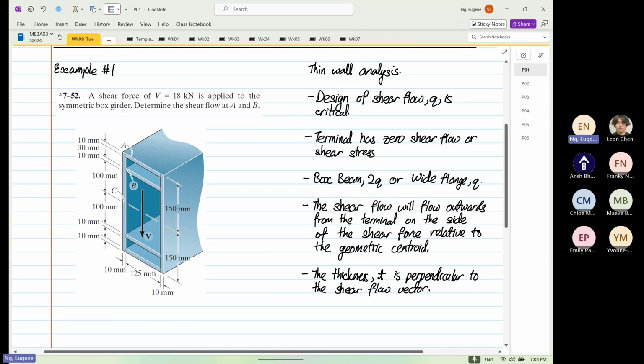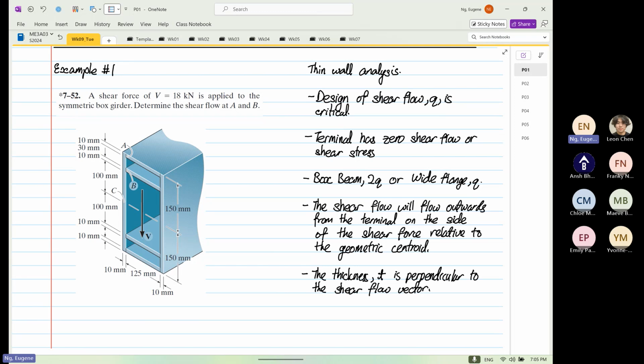Okay, so just to quickly recap, and this is why I picked this problem. It's a very unique and interesting problem. So this problem states that a shear force V at 18 kilonewton is applied to the symmetry box girder. Determine the shear flow at points A, okay, and B. A is straightforward. B is a bit of a conceptual question, which is not difficult if you apply the rules that I teach you guys.